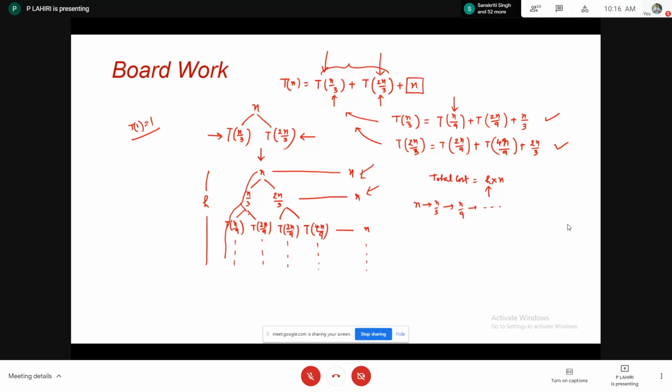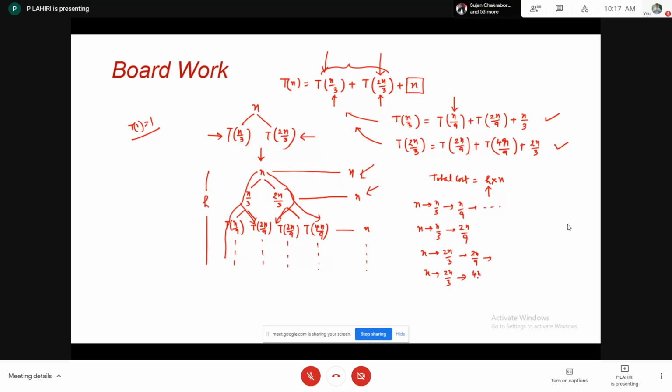If you count this direction, n to n by 3, then 2n by 9, this is one. If you count this side, your path will be n to 2n by 3, then 2n by 3 to 2n by 9, and so forth. Is it so? Yes, sir. So if you count this direction, n to 2n by 3, then 4n by 9, in this direction.